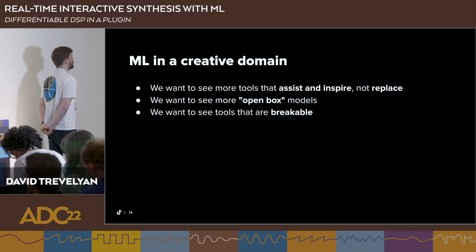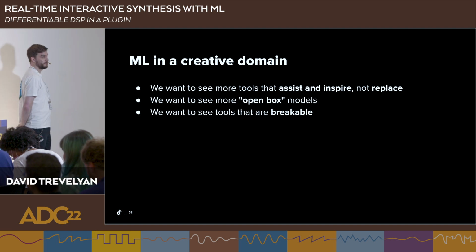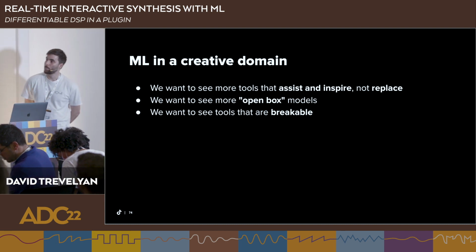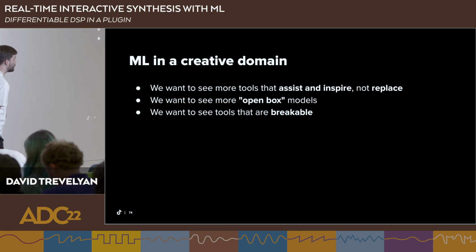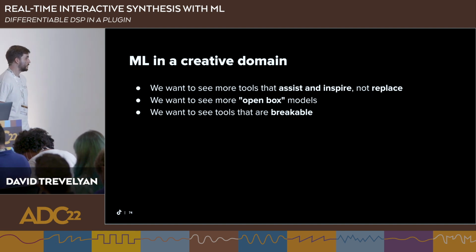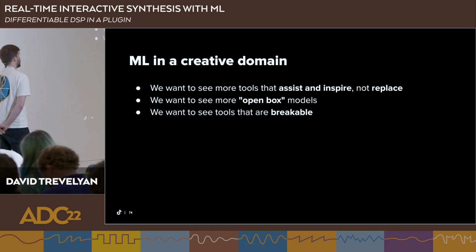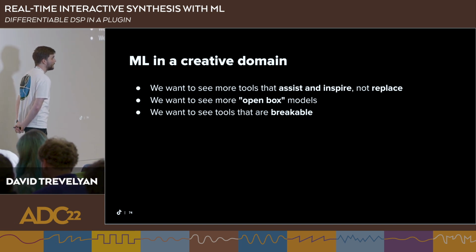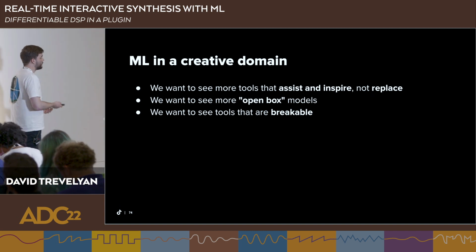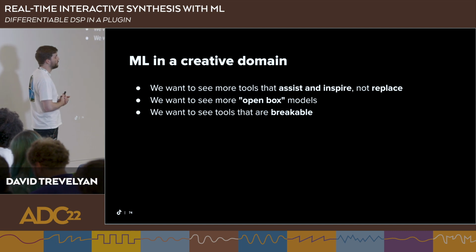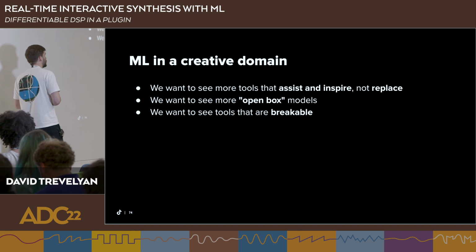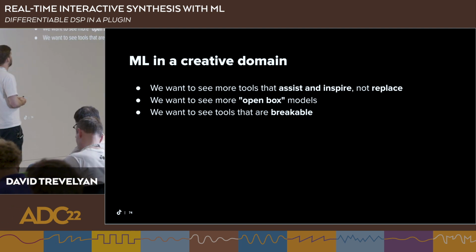We want to see more open box models, things that are interpretable, where you can reach in and play around and be creative with the signals internally. And it's really important that these tools are also breakable. One of the controls we offered was this input gain, and you can push it way beyond or way below what the model's seen in training. And then it does some really weird things because it hasn't seen any signals like that before, so it just does its best guess. But we think capturing that is super important because so many amazing developments in the world of music have come from misuses of technology and breaking things deliberately.